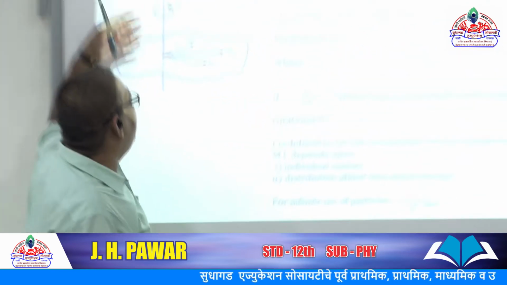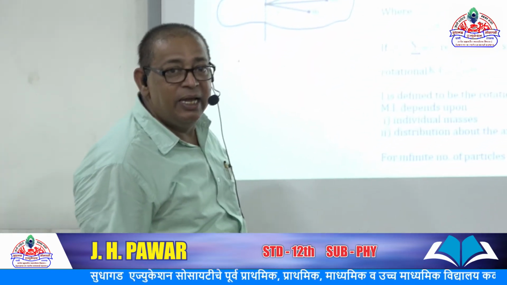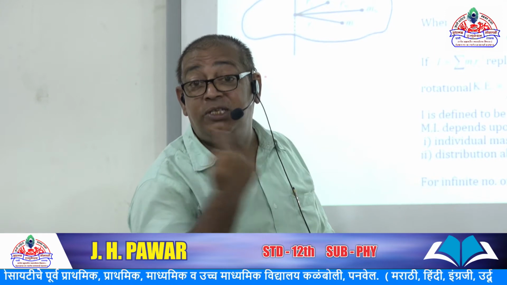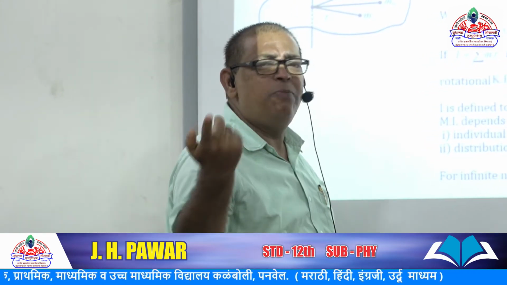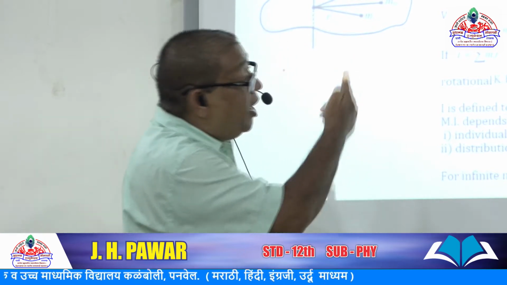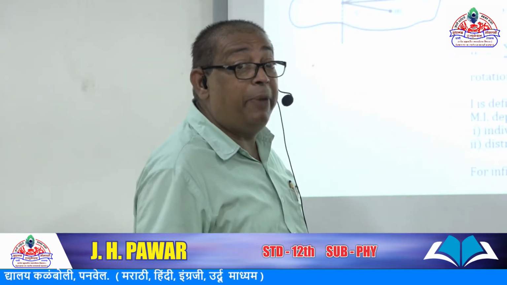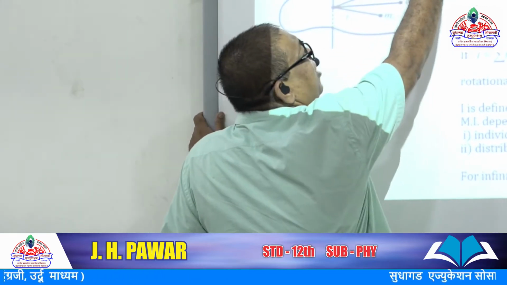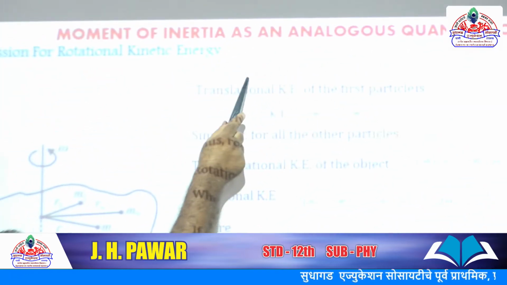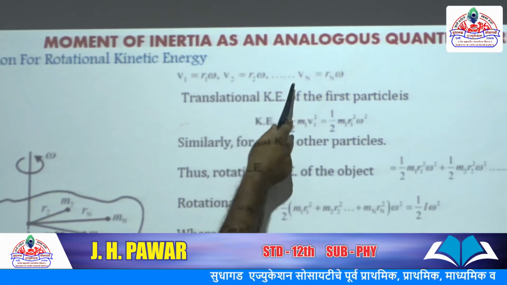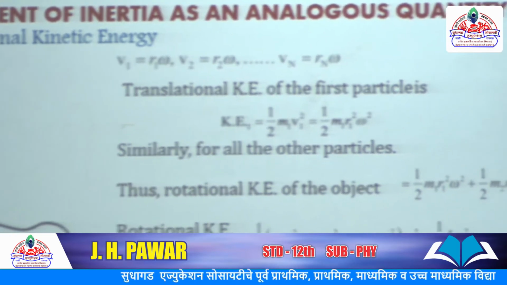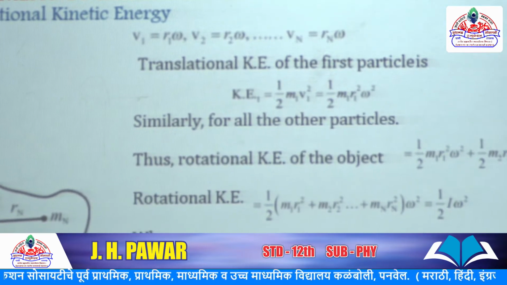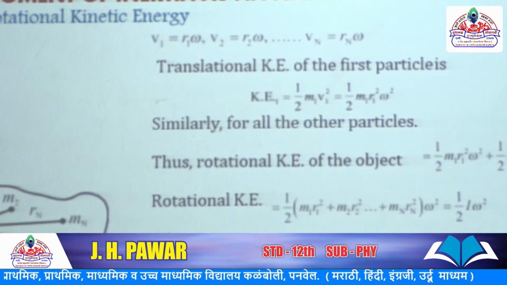Now look at this: as this rigid body rotates, each particle revolves in a circle, and all are in uniform circular motion, no doubt. They have a constant angular speed, but their linear speed is different. Let us consider their linear speeds as v1 equals r1 omega, v2 equals r2 omega, and up to vn equals rn omega. Thereafter, we go through the translational kinetic energy of the first particle.